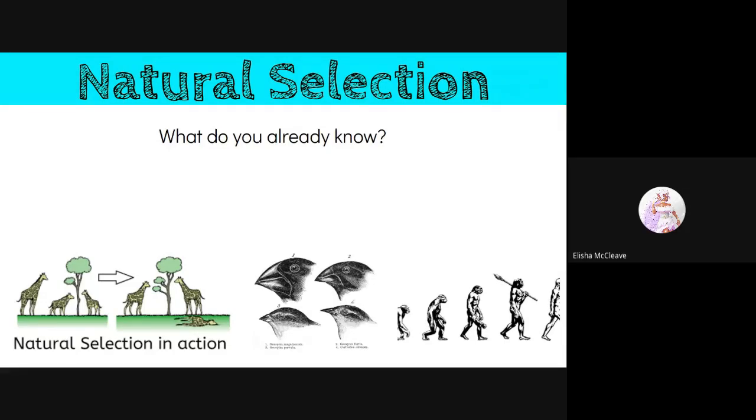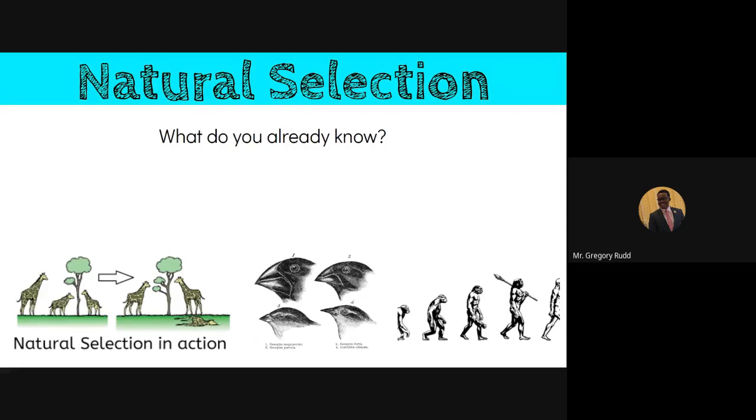Natural selection is basically survival of the fittest. Say that again. You're kind of breaking up a little bit. Natural selection is basically survival of the fittest. Yes, that's another way that we talk about natural selection. We call it survival of the fittest. Good.